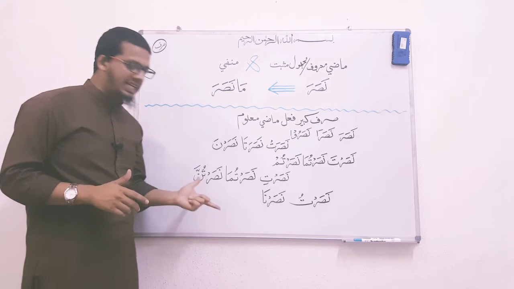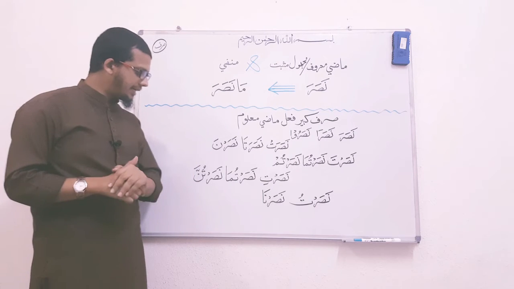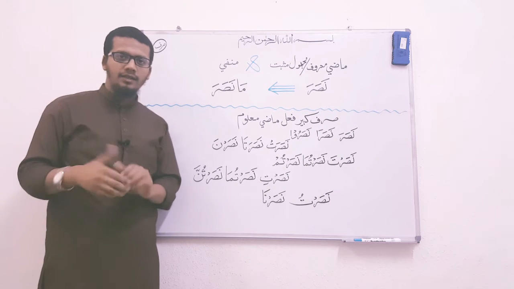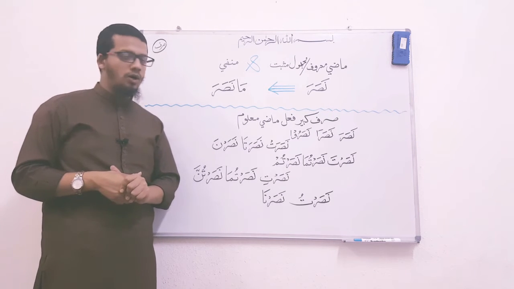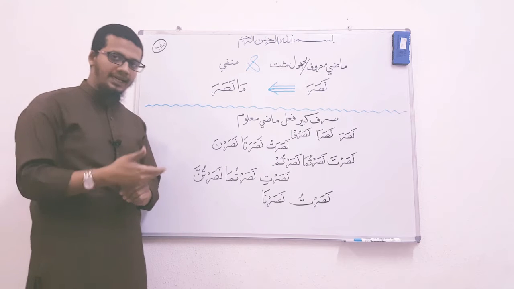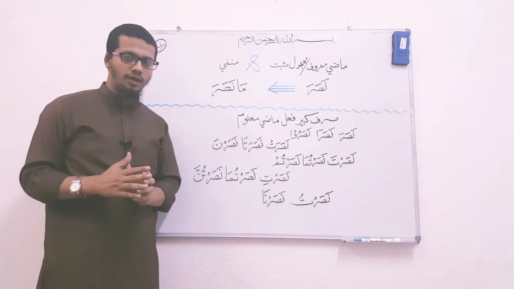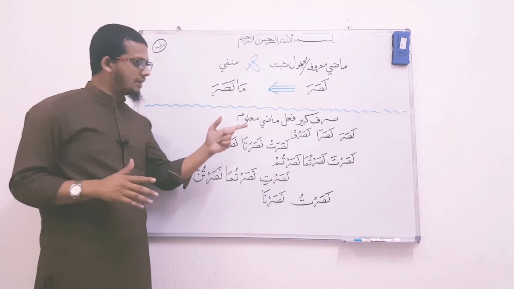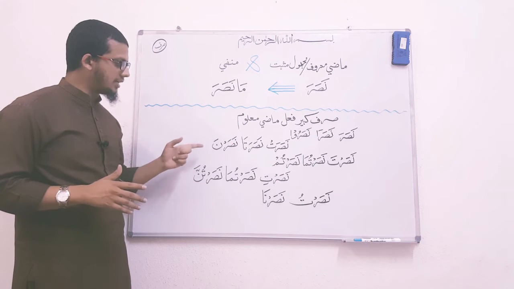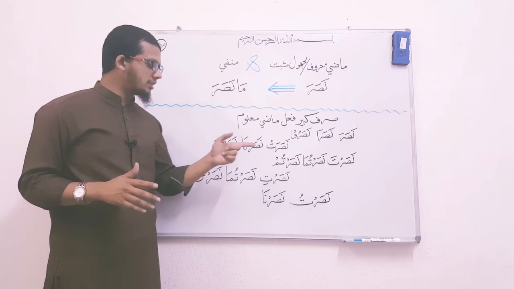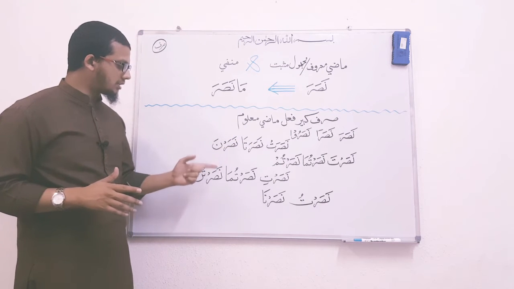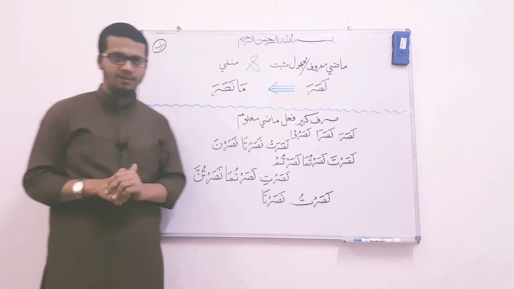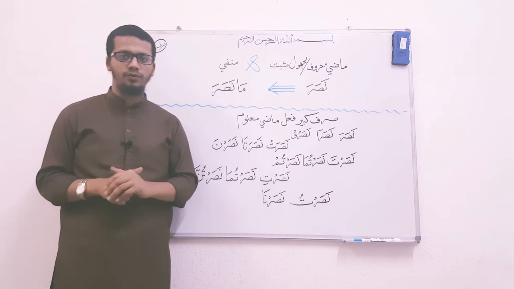So let's just read this paradigm, this Sarf, one time, and then I will give you some tips on how to memorize this and what is required from you when I say that you need to memorize it. So Nasara, Nasara, Nasaru, Nasarat, Nasarata, Nasarna, Nasarta, Nasartuma, Nasartum, Nasarti, Nasartuma, Nasartunna, Nasartu, Nasarna. That's our Sarf Kabir for Fail Madi Ma'loom or Maruf.